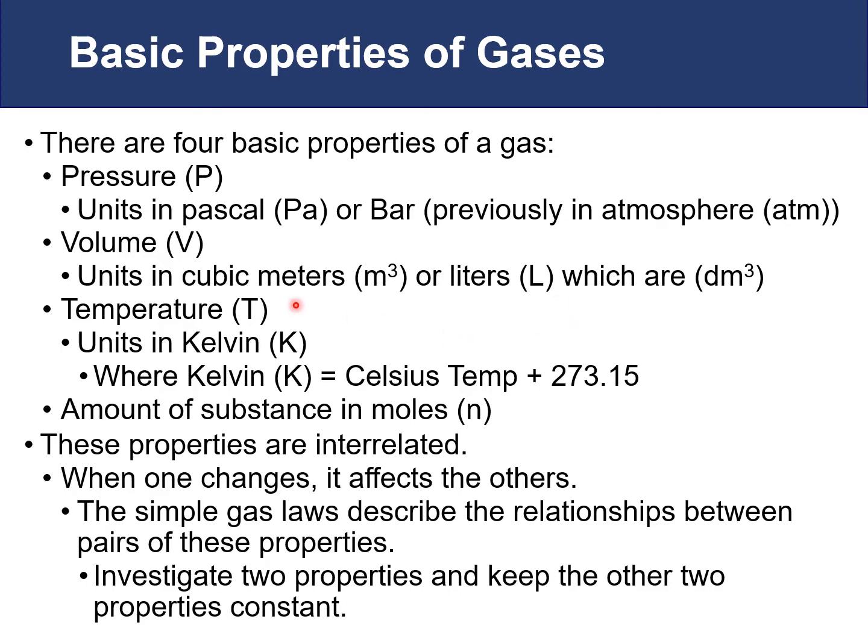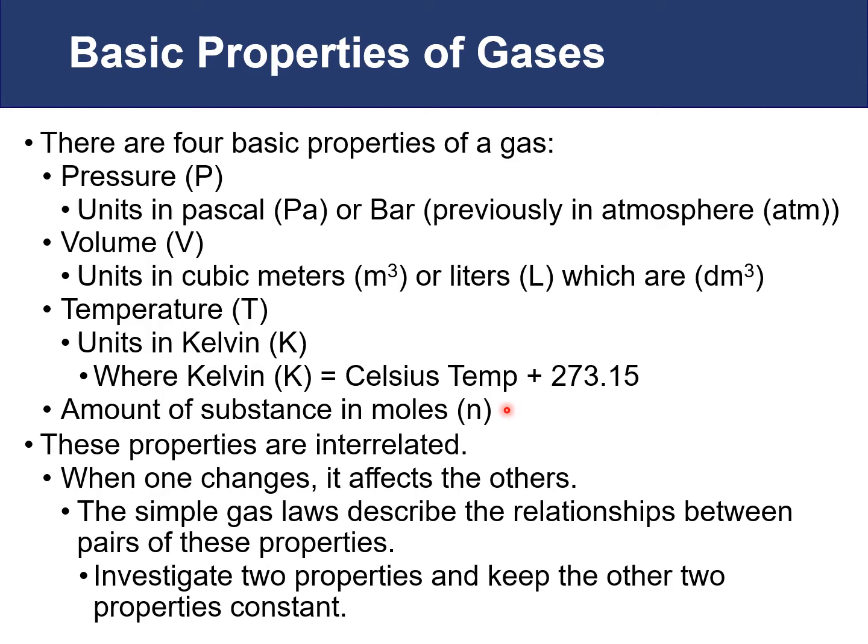Then there's temperature. We will be primarily using Kelvin, although at times values in questions and problems are going to be in Celsius. Most of the time you'll then need to convert from that Celsius unit to Kelvin. The way you do that as a review is that Kelvin is equal to the temperature that you have in Celsius plus 273.15. And then the last of the 4 basic properties is the amount of substance that we're working with in units of moles. The symbol for that will be n.